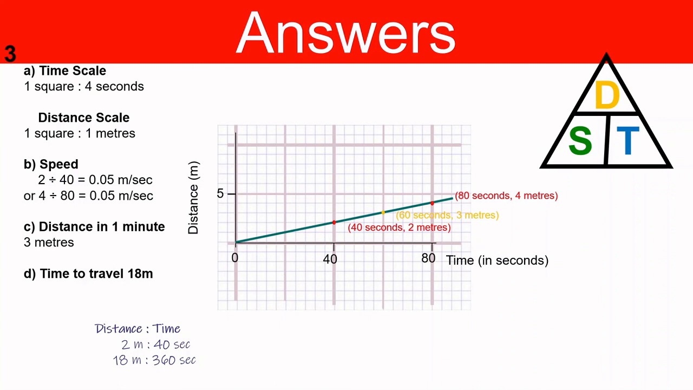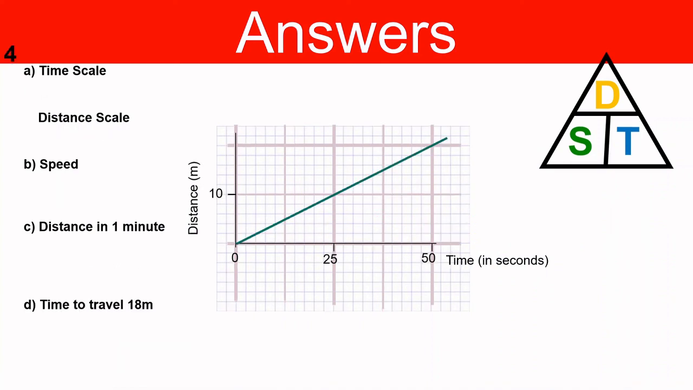Alternately, I could use my speed distance time calculations. I know that my speed is 0.05 and the distance is 18 meters. So I'd simply do 18 divided by 0.05. That gives me, again, 360 seconds. Or, since 360 seconds is more than a minute, there's 60 seconds per minute. 360 divided by 60 is 6.